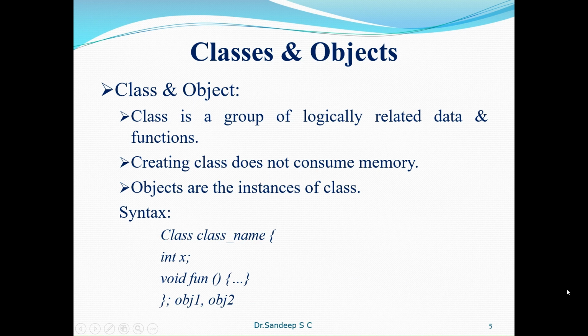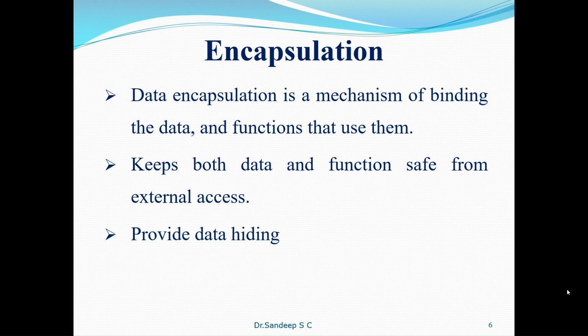Now, the next feature is encapsulation. It is a mechanism of binding data and the functions that use them. So, whatever data we want and the functions we want, we bind them together within the class. That concept is referred to as encapsulation, where we encapsulate data and functions within a particular framework. That is encapsulation, which keeps both data and functions safe from external access. The external access is restricted.